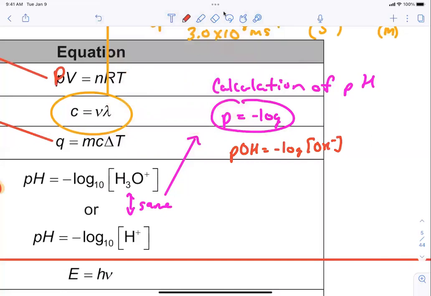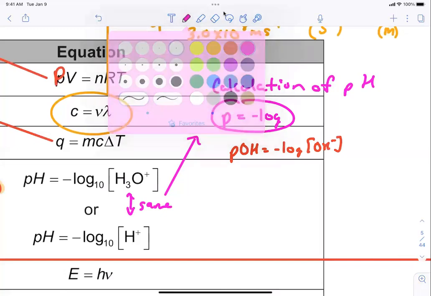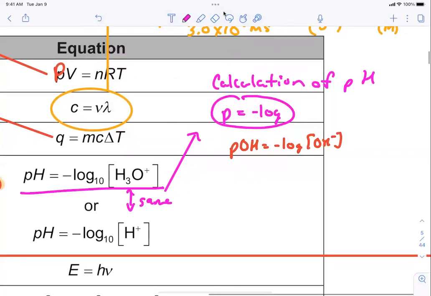And you also have to be able to reverse this as well. If I give you the pH, you have to know by reversing this equation that my H3O plus concentration is equal to 10 to the negative pH. So I bring the negative over and then I 10 to the power both sides to get rid of the log, and that's what I end up with. H3O plus equals 10 to the negative pH. Or OH minus is equal to 10 to the negative pOH. They're both acceptable.